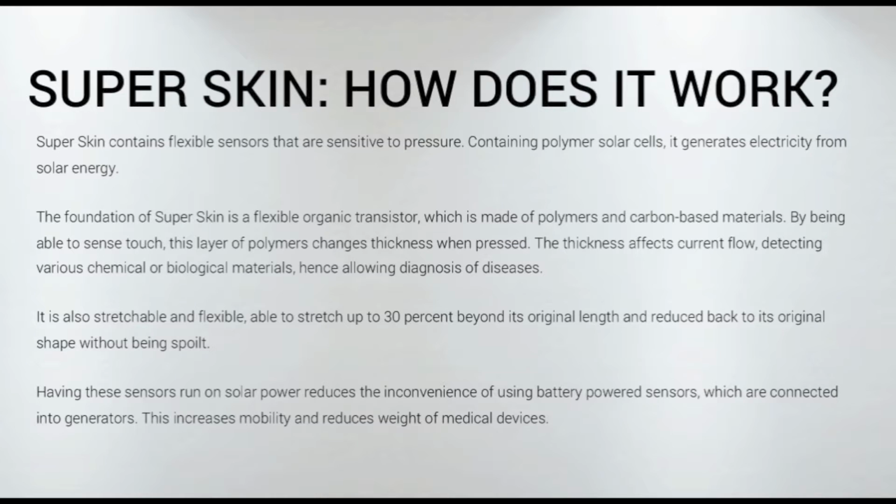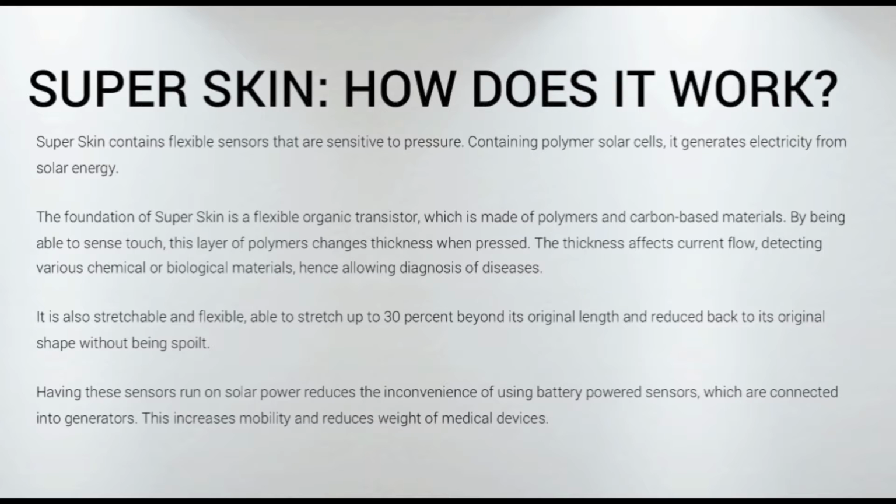So how does super skin work? Super skin contains flexible sensors that are sensitive to pressure. Containing polymer solar cells, it generates electricity from solar energy. Super skin is made of a flexible organic transistor, which is made of polymers and carbon-based materials. By being able to sense touch, this layer of polymers changes thickness when pressed. As the thickness affects current flow, chemical or biological materials are detected, allowing for disease diagnosis.